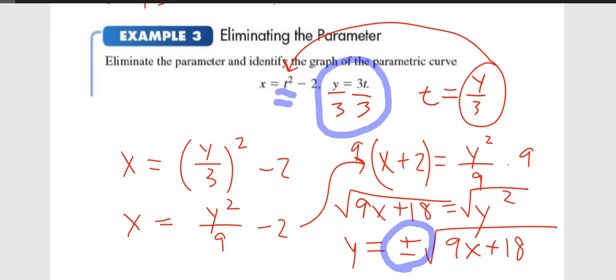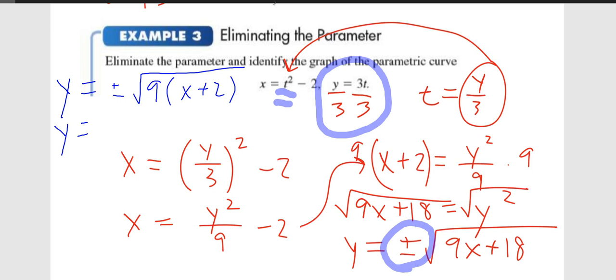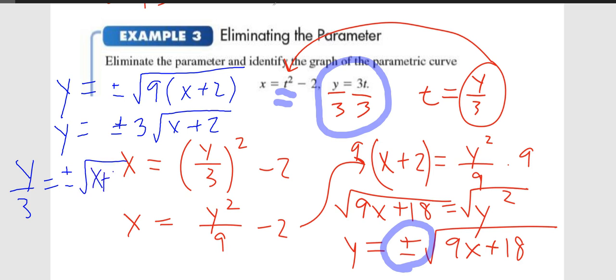Now, we could look at this. Y equals plus and minus the square root of, if I pull a 9 out, that would be x plus 2. Okay, and so then I could rewrite that. Y equals plus or minus 3 times that, which another way to write that would be y over 3 equals, this would be more like the transformation form version of it. So you could see that there was a vertical stretch by 3. There was a left shift by 2.